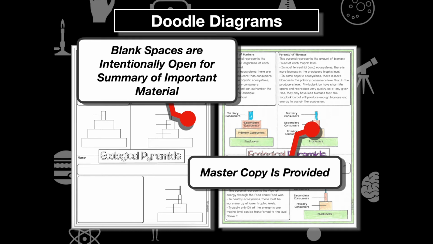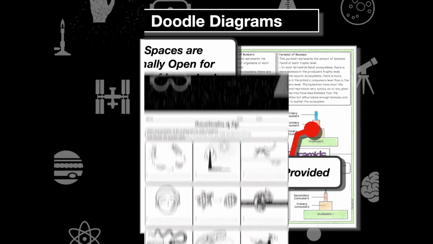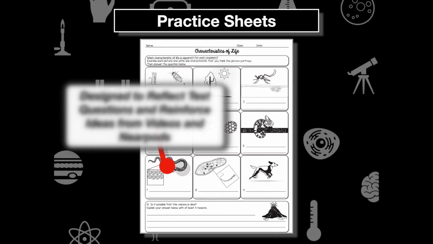One, it allows you to copy down and rethink some of the notes you've taken, but it also allows you to look at these graphics that you may see on an exam or on the Keystone. So I will either provide you with the copy and ask you to fill in the blanks, or I will give you a blank copy of the doodle diagram to summarize the key points from each of those sections. Now, if we look at this next section, this is a practice sheet.